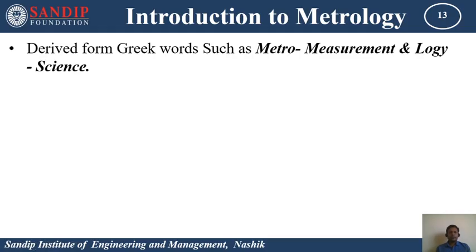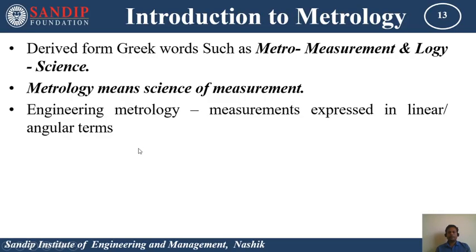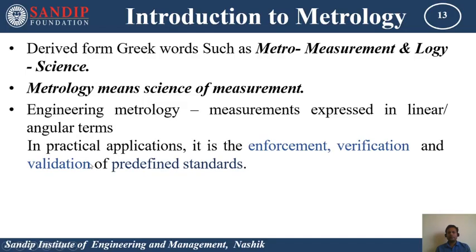Metrology is derived from the Greek words metro, meaning measurement, and logy, meaning science. So metrology means the science of measurements. Engineering metrology is measurement expressed in linear and angular measurement terms. In practical application, it is enforcement, verification and validation of predefined standards.